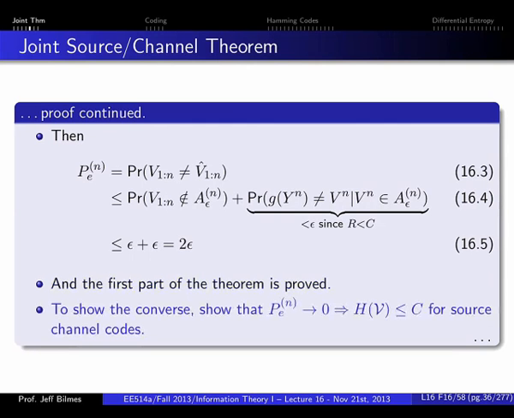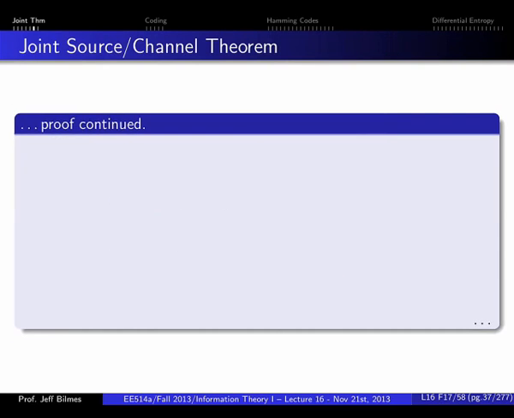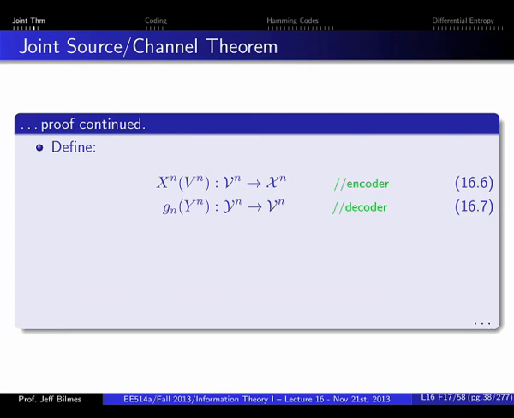So again, it's basically similar to what we've already seen before. And then the converse is: if the probability of error goes to zero, then the entropy has to be less than the capacity. Here's our encoder and our decoder. The difference from what we saw before is that the encoder maps a sequence of source messages to the channel symbols, and the decoder goes back to the source symbols.